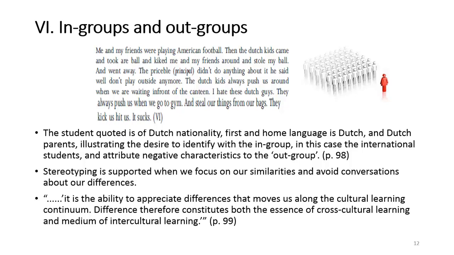As we move on to part 6 of the reading, we are introduced to another excerpt from another student of the 171 participants. This time it's a student of Dutch nationality. And this Dutch student says, "Me and my friends were playing American football. Then the Dutch kids came and took our ball and kicked me and my friends around and stole my ball and went away. The principal didn't do anything about it. He said, 'Well, don't play outside anymore.' The Dutch kids always push us around when we were waiting in front of the canteen. I hate these Dutch kids."